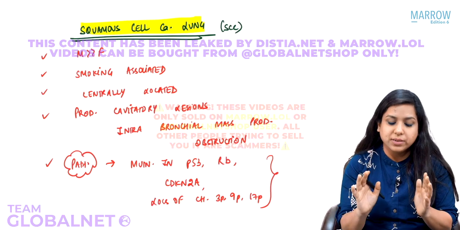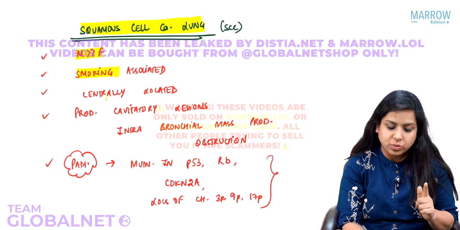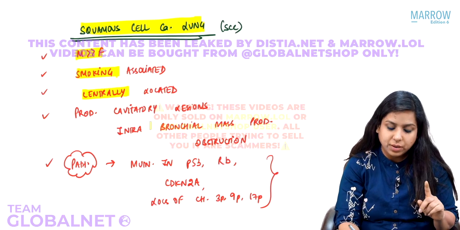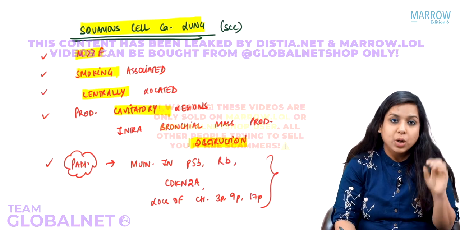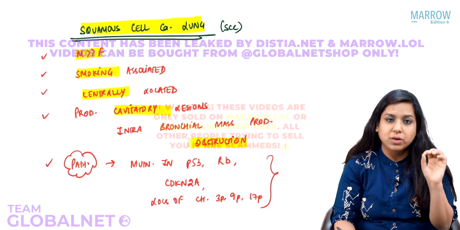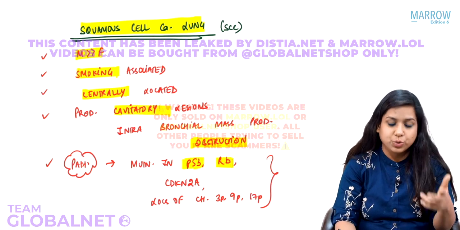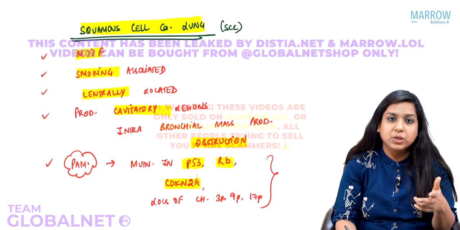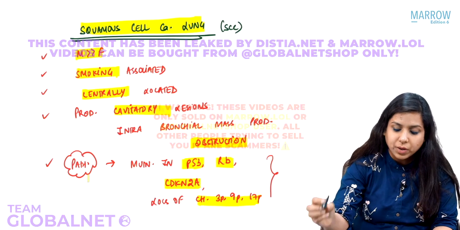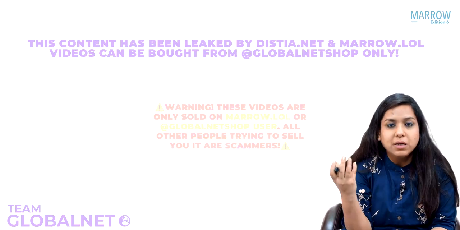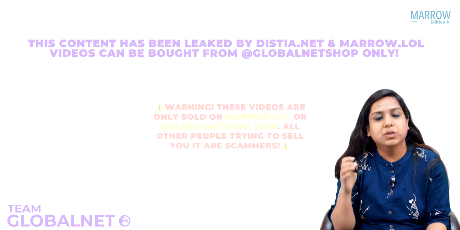Now let's revise the important points once again. Males more common, smoking associated, centrally located, cavitatory lesions, can produce obstruction. What are the genetic features? There can be mutation of RB and P53, which are tumor suppressor genes, CDKN2A, or loss of chromosome 3p, 9p, and 17p, right? Now, students, these lung cancers are very commonly associated with paraneoplastic syndromes.